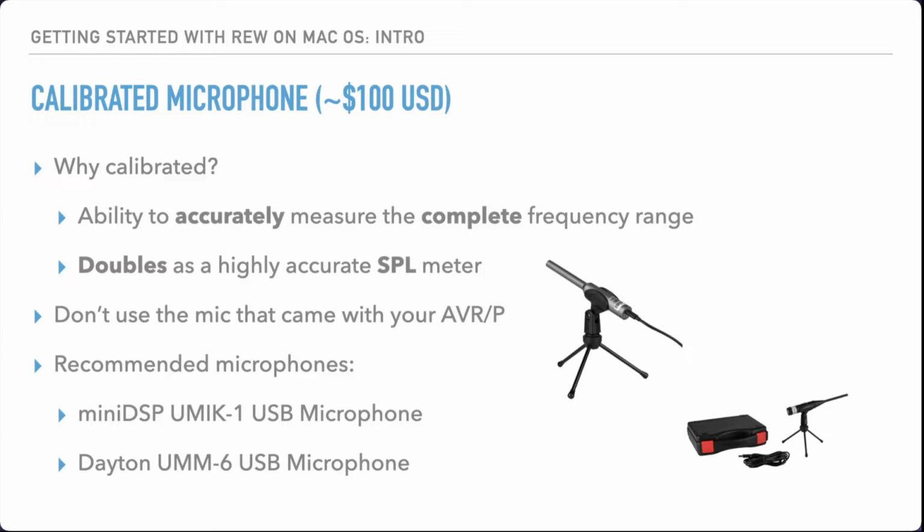I've seen them as cheap as $80. I put in a little bit of a buffer there just to hedge. But I highly recommend the UMIK-1 from miniDSP. While I have not used it, I know a ton of people use the UMM-6 from Dayton. So either of these are perfectly acceptable. They're both in the same price range and will get the job done for sure.